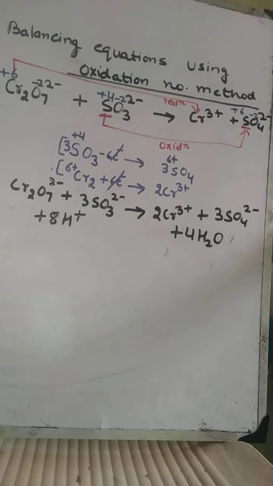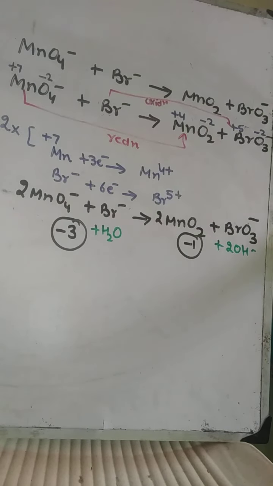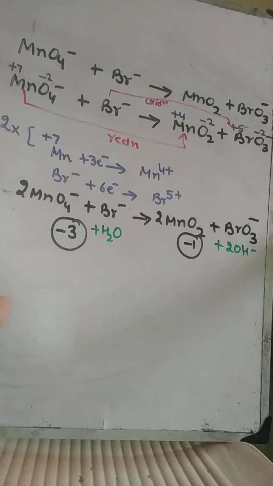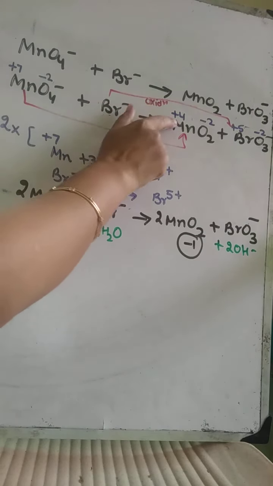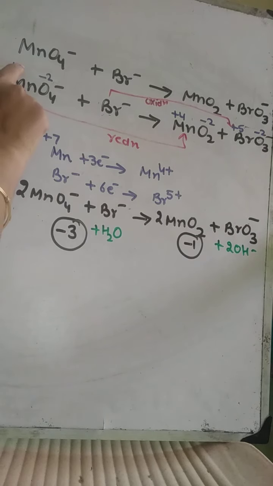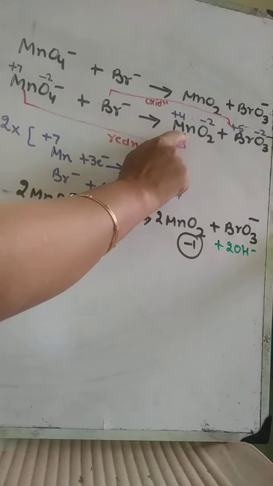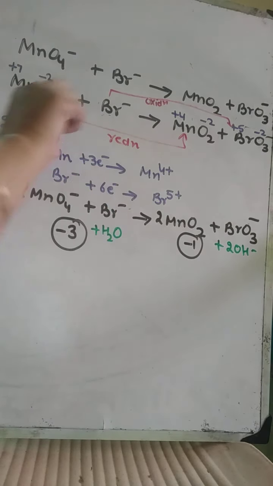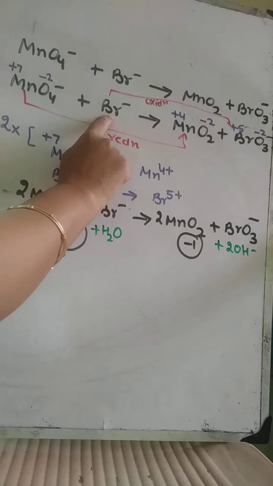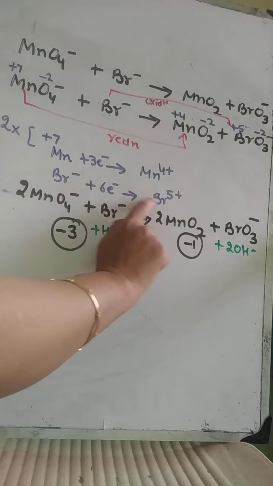Let's try one more. So let's see the second example. This was our skeleton equation which was given to us. Then as usual we found out the oxidation number of each and everything. You can see with the blue color I have marked the oxidation number. We figure out who is undergoing reduction and by how many electrons. This is again your rough part, and who is undergoing oxidation by how many electrons.